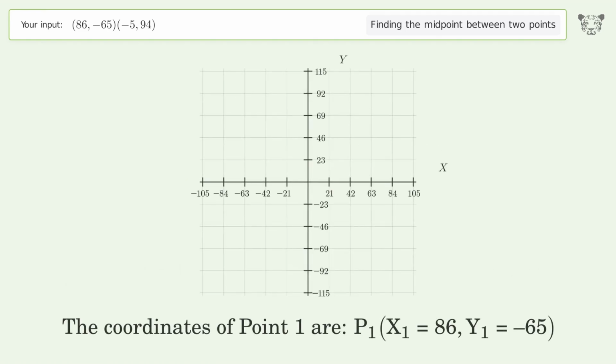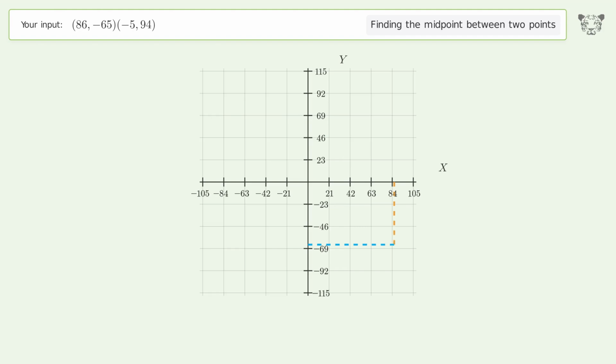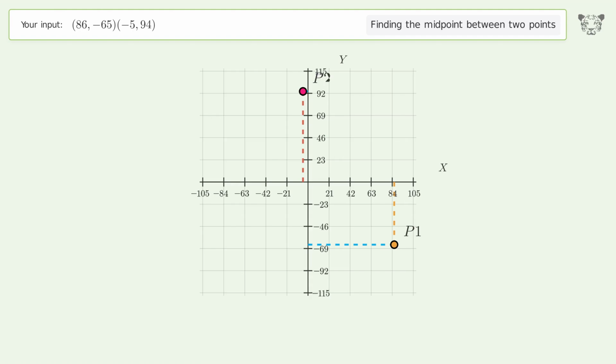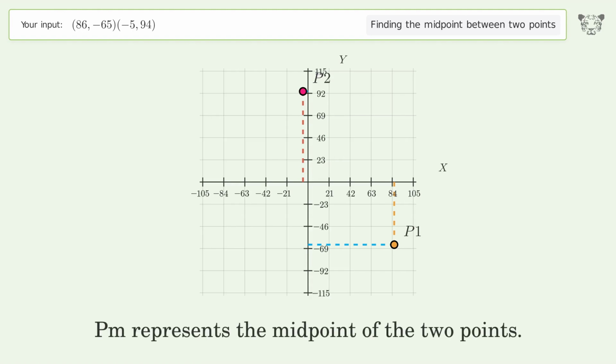The coordinates of point 1 are x1 equals 86, y1 equals negative 65. The coordinates of point 2 are x2 equals negative 5, y2 equals 94. PM represents the midpoint of the 2 points.